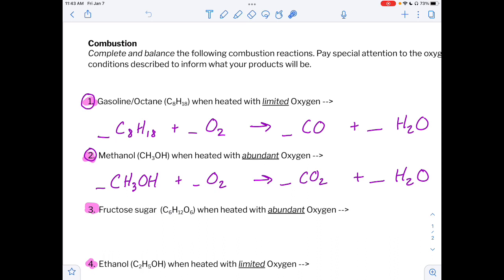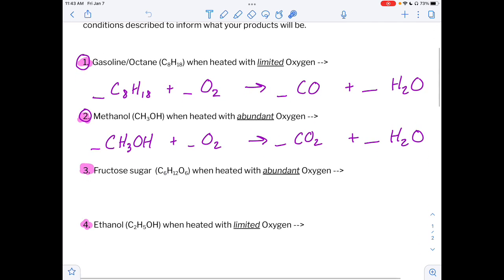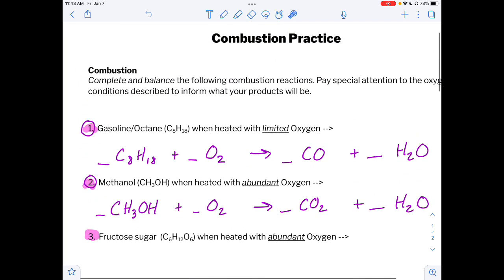The fuel they tell you here is C8H18 or octane. When heated with limited oxygen, well, it's combusting, so you have to put in the O2. That just tells you that the limited is making carbon monoxide instead of carbon dioxide. Please go through and balance this by adding in the correct coefficients. You can also balance the one here by doing the same. And the last 2 I want you to do on your own, starting from writing out the formulas and then balancing the finished equation. All right, please reach out if you have some questions.